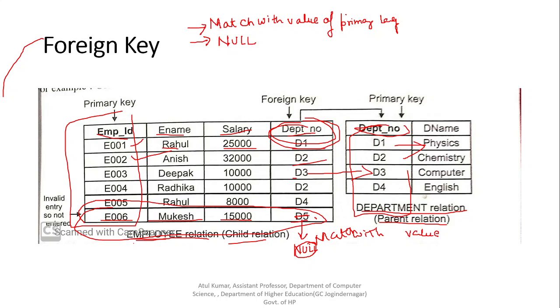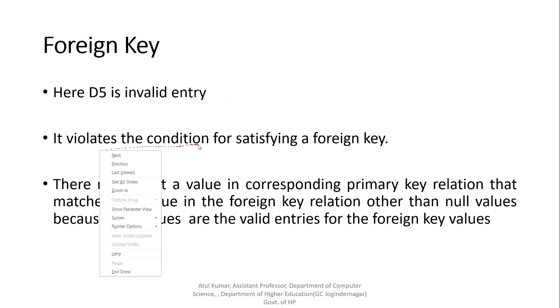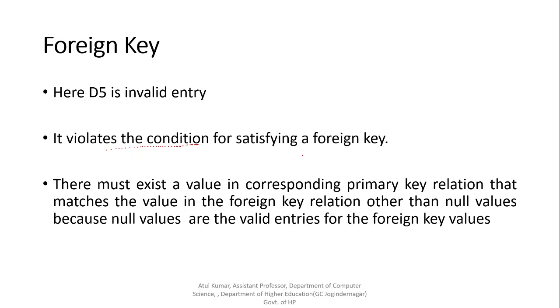This is basically the condition of primary and foreign key. Either the value of the foreign key must match with the value of the primary key, or if it doesn't match in the child relation, then the value must be null for the foreign key. Otherwise the entry is invalid in the child relation. So as I have discussed, d5 is an invalid entry as it violates the condition of satisfying a primary foreign key.